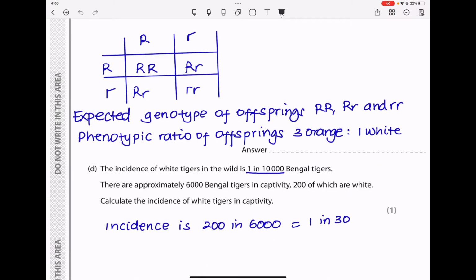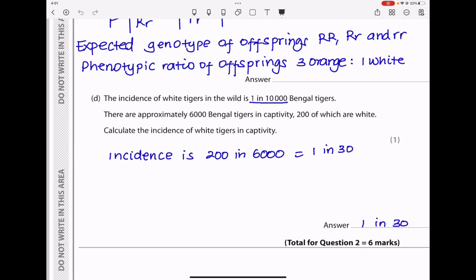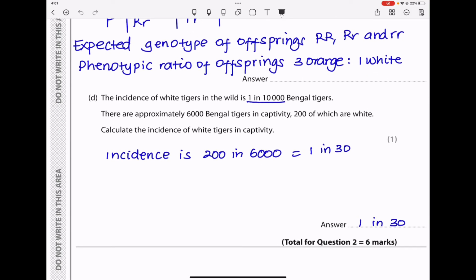Here they say the incidence of white tigers in the wild is 1 in 10,000 Bengal tigers. There are approximately 6,000 Bengal tigers in captivity, 200 of which are white. They want you to calculate the incidence of white tigers in captivity. Since we have 200 in 6,000, the ratio is going to be 1 in 30. This brings us to the end of question 2. Let's continue to question 3.